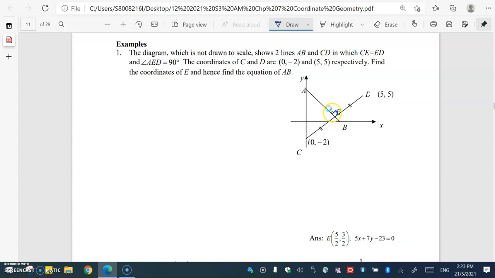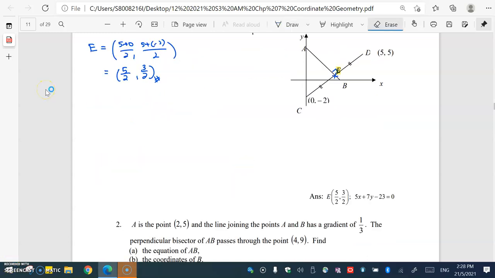Now, if we know that AB cuts CD into two equal halves, we can therefore say that the point E is actually the midpoint of CD. Recall the midpoint formula. We therefore have E essentially as (5 plus 0) over 2, that's the x-coordinate, and then (5 plus -2) over 2. Hence, the coordinates of E is (5/2, 3/2). Knowing the point E, we see that the point E sits on CD. We also see the point E sits on AB.